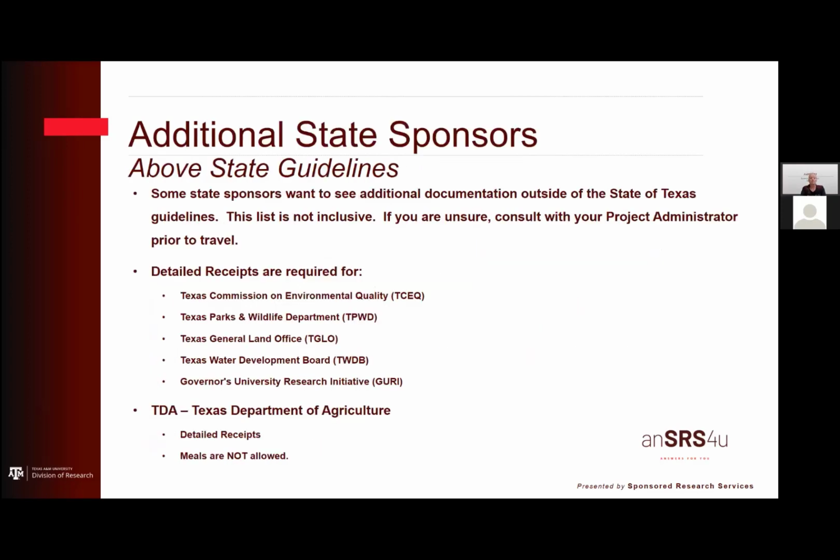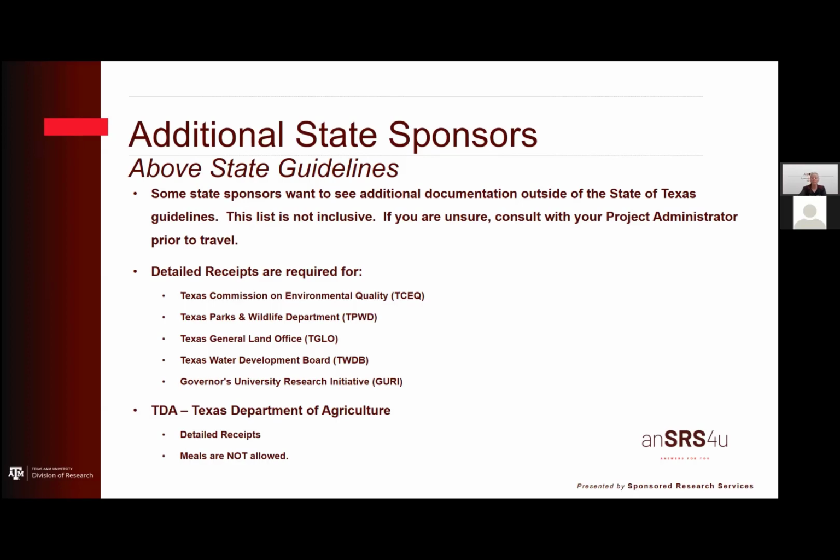Additional state sponsors. Some state sponsors want to see additional documentation outside the state of Texas travel guidelines. This list is not inclusive. If you are unsure, consult with your project administrator prior to travel. Detailed receipts are required for the Texas Commission on Environmental Quality, Texas Parks and Wildlife Department, Texas General Land Office, Texas Water Development Board, and the Government University Research Initiative. Texas Department of Agriculture requires detailed receipts, and they do not allow meals on their grant.